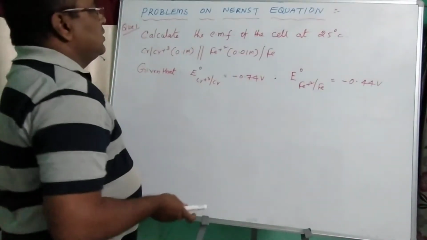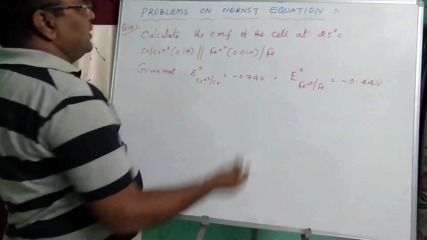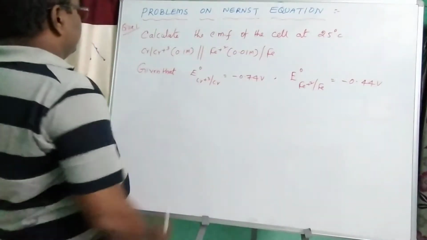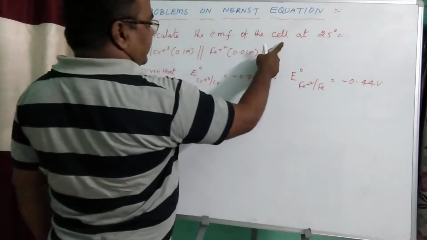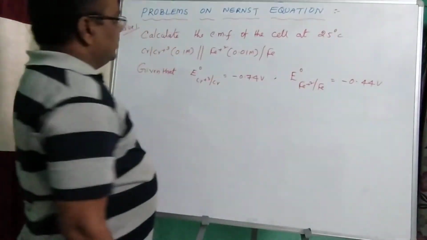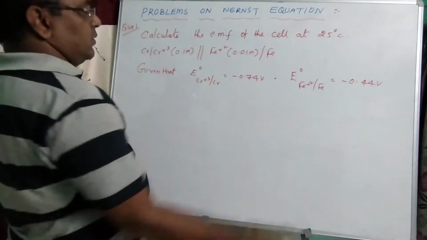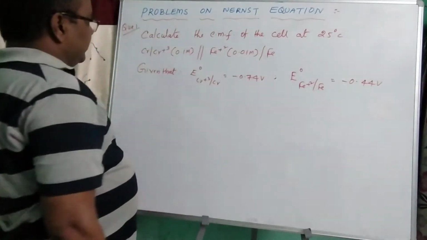So in this class, we have to discuss the problems on the Nernst equation. Example question 1: calculate the EMF, electromotive force, of the cell at 25 degrees centigrade, that is, at room temperature. We have to calculate the electromotive force.